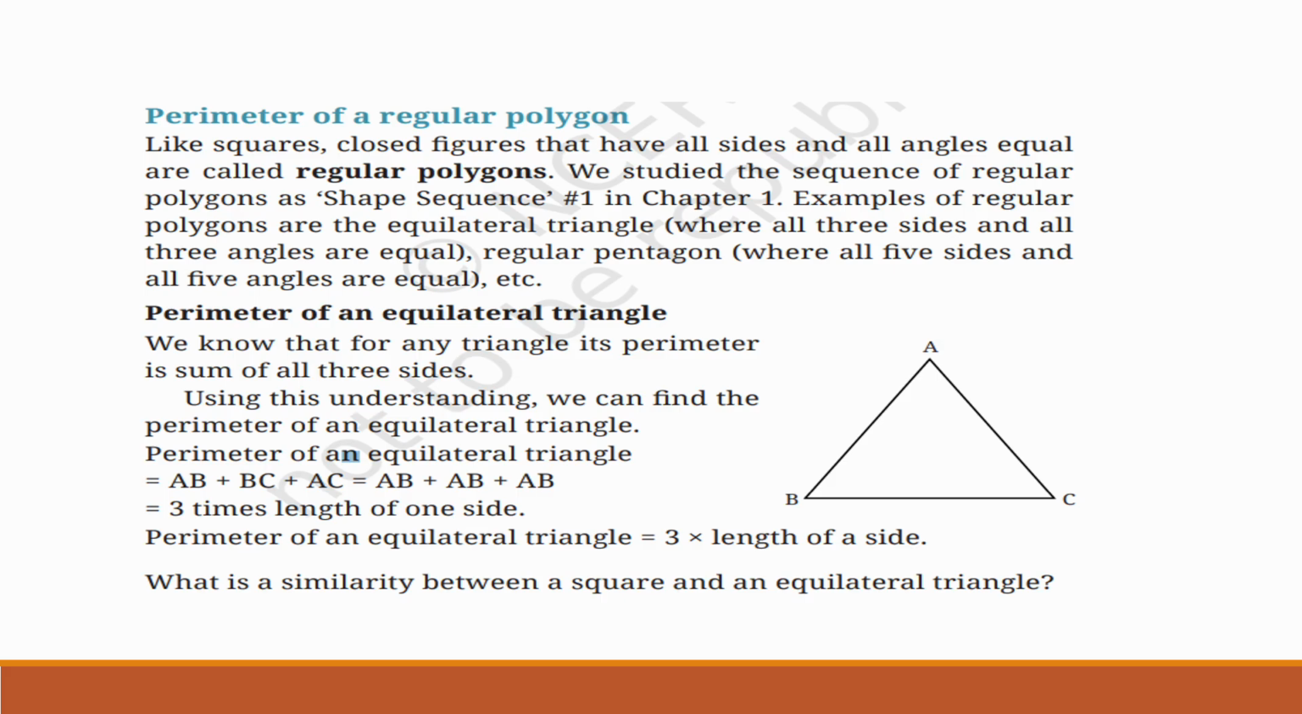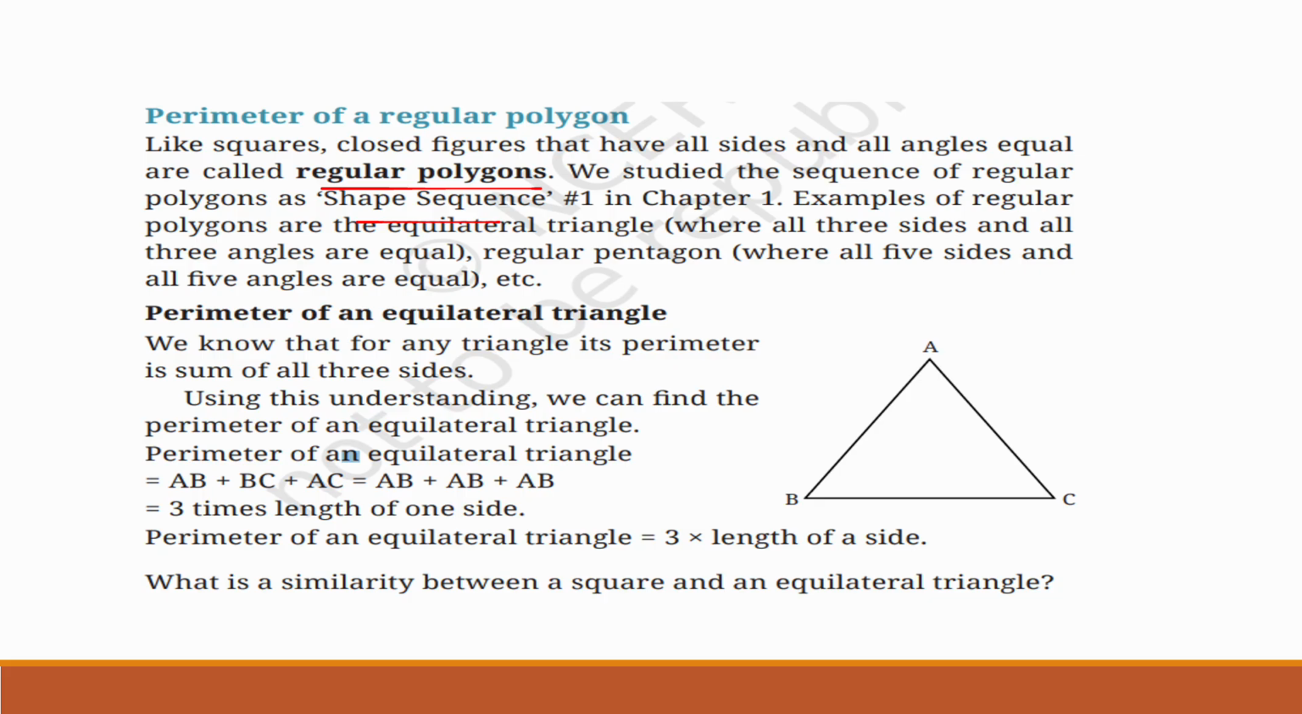Like squares, closed figures that have all sides and all angles equal are called regular polygons. So what are called regular polygons? Regular polygons are closed figures that have all sides and all angles equal. We studied the sequence of regular polygons as shape sequence in chapter 1.